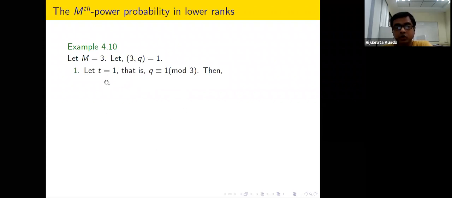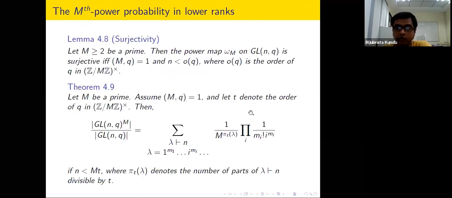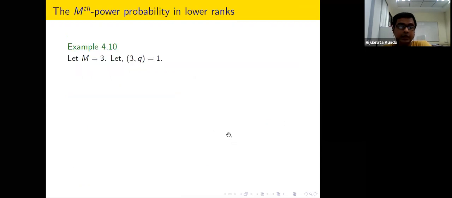So if t is equal to 1, then this is a trivial case, GL1 over Fq by this thing. This is basically the cubes in Fq star, which is 1 by 3. And that can be easily found out from this formula, right?